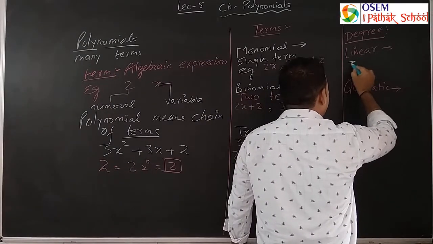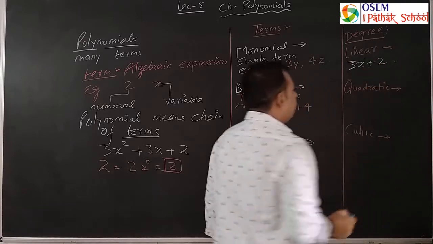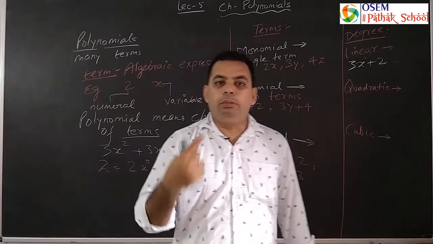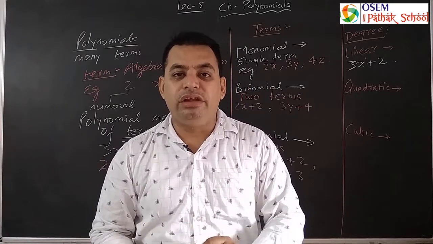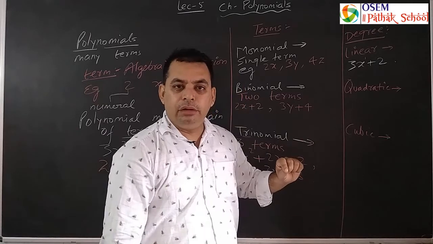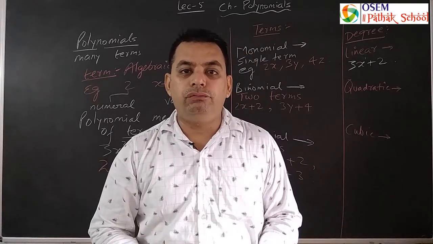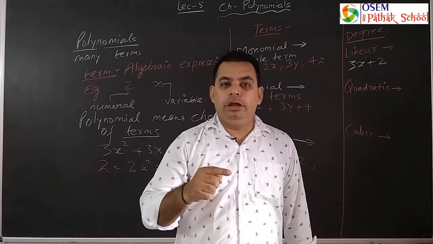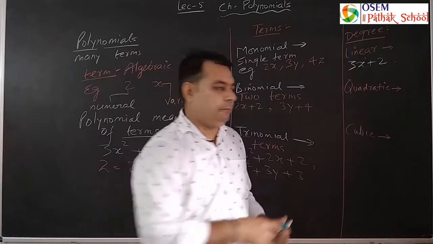Power will be 1, like 3x plus 2. Here you can see the power is 1. The polynomial that comprises a degree of 1 or power 1 is known as linear. Another is quadratic. Quadratic means a polynomial having a power of 2. Any polynomial having a power of 2 can be known as quadratic.